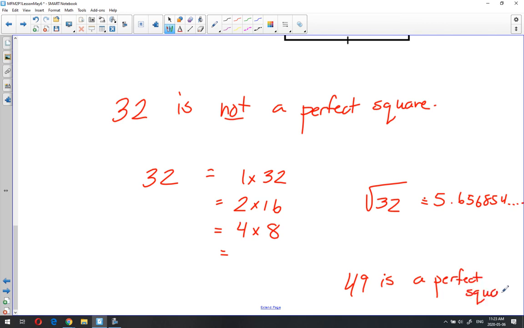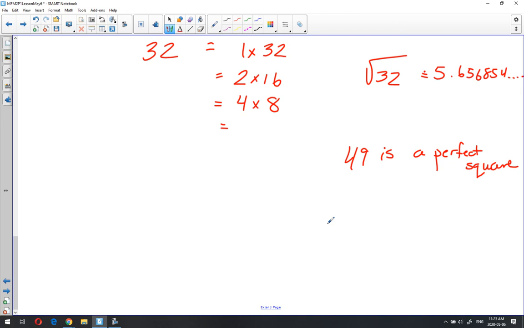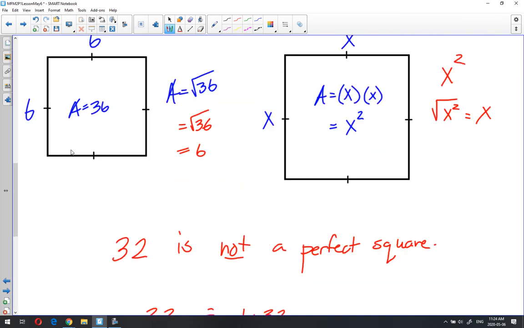Okay, and the reason for that is because the square root of 49 is 7. Okay, it's a whole number, not a decimal. So this is what perfect squares are, square numbers and square roots. This is very important when we're learning about difference of squares.